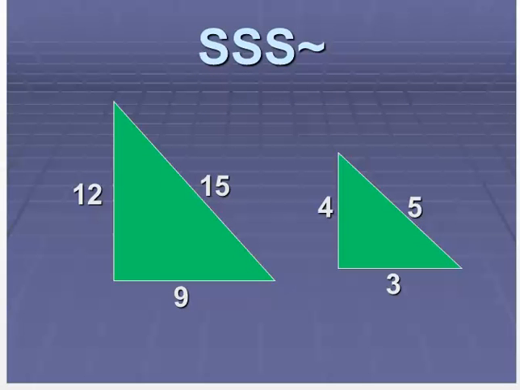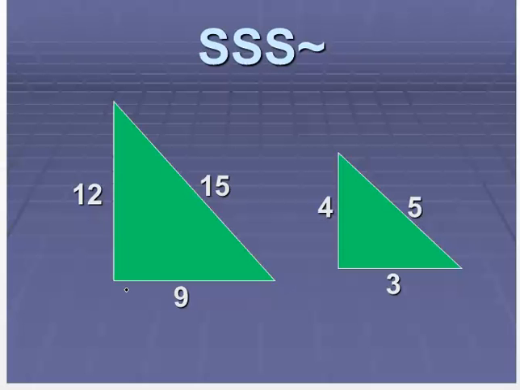The second way to prove that triangles are similar is side, side, side similarity. If your three sides, when put into ratios, your corresponding sides, all reduce to the same scale factor, they all reduce to the same ratio, then your triangles are similar. So I'm going to take, and these triangles were written so your corresponding parts are in the same position.